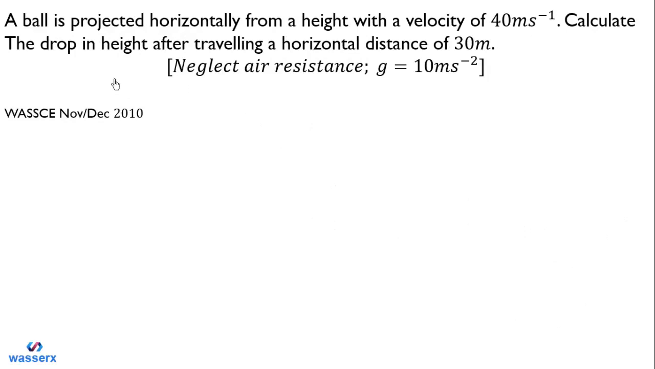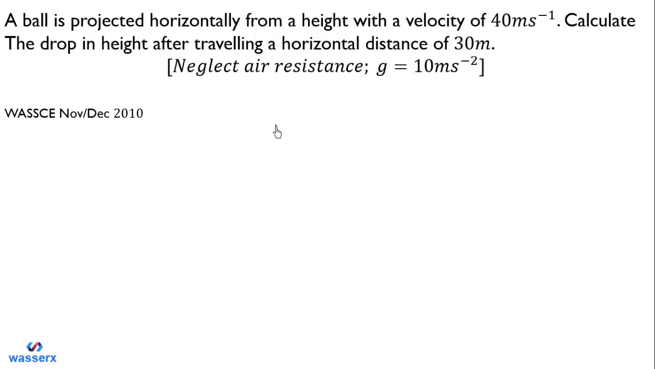Now let's look at this. A ball is projected horizontally from a height with a velocity of 40 meters per second. Calculate the drop in height after traveling a horizontal distance of 30 meters. So let's see how we will go about that one. So in order to solve this, we need to first of all determine the time, like how we did in the previous one.